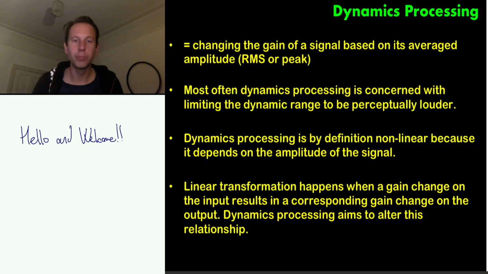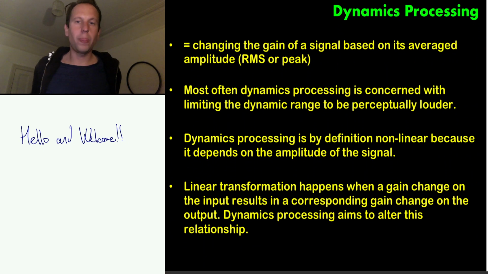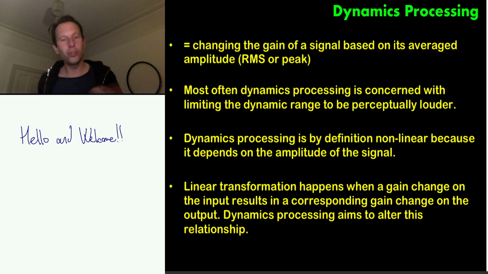Okay, so those were the linear processes. Now let's look at further amplitude processing techniques, which are nonlinear and focus on dynamics processing. We'll have more to say about distortion type nonlinearities later on. As I mentioned, the basic thing we're doing here is changing the gain of the signal based on its averaged amplitude. So typically these processes are used to change the dynamic range.